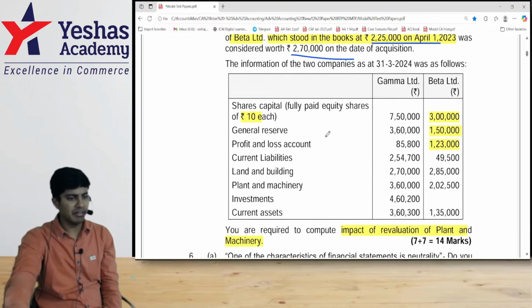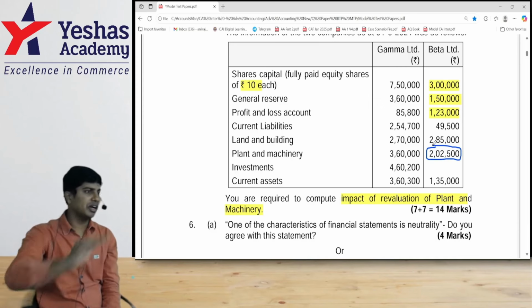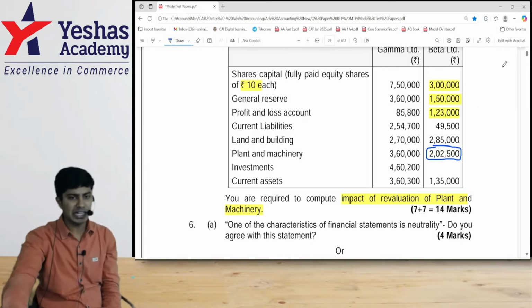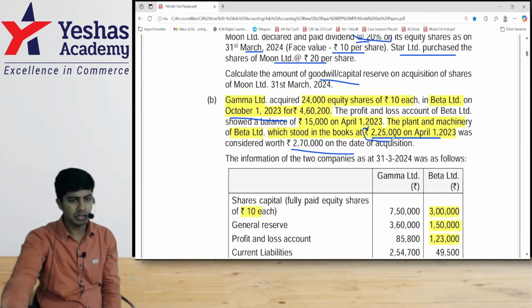Okay, then do we have depreciation information anywhere? No. But 2,02,500 is the value of the plant and machinery. That is after providing depreciation for the full year. 2,25,000 became 2,02,500. See, this is 1st of April 23. This is 31st of March 24.